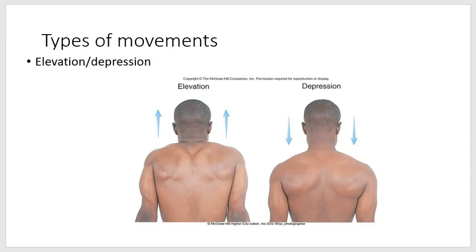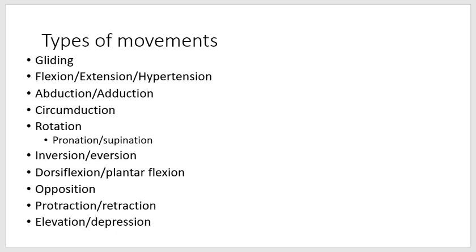Elevation and depression. Elevation is lifting up. Depression is going down. So if you want to do shoulder shrugs like this guy, you're going to elevate and then you're going to depress. And that is all of those movements.